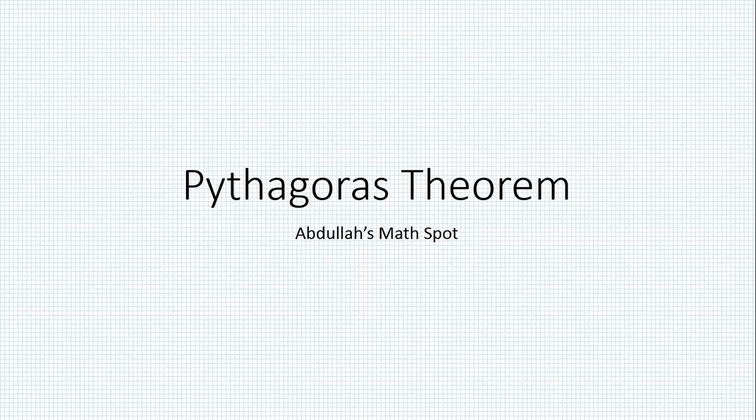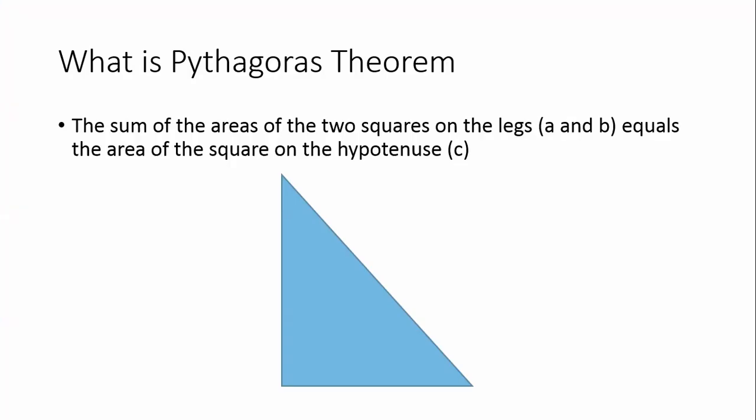In this video we're going to be learning how to solve the basic Pythagoras theorem. What is Pythagoras theorem? It is the sum of the areas of the two squares on the legs A and B, which equals the area of the square on the hypotenuse C. To demonstrate what is A, B and C, I have a right triangle over here, as you can see.